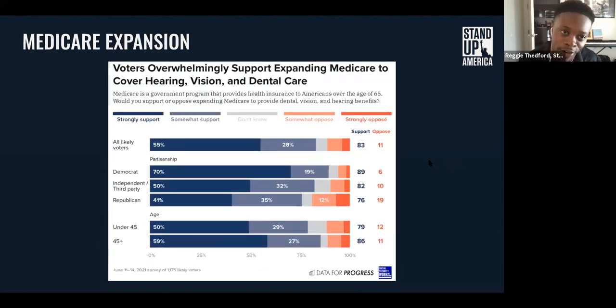Now, if we look at Medicare expansion, voters overwhelmingly support expanding Medicare to cover hearing, vision, and dental care. And this is very overwhelming. As you can see, 83% are for that, whereas 11 oppose. And this is legislation that the filibuster would definitely block.